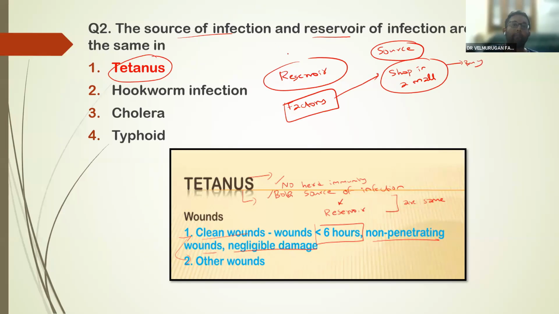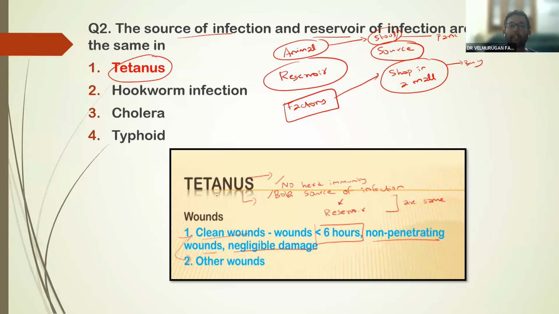So maybe a reservoir is like an animal. In this animal, a virus is being produced. Then this animal is coming and maybe touching or sitting on a chair or a stool in a park. When you go into the park and come in contact with the stool, you get the infection. But for one disease, both the source of infection and the reservoir are the same.